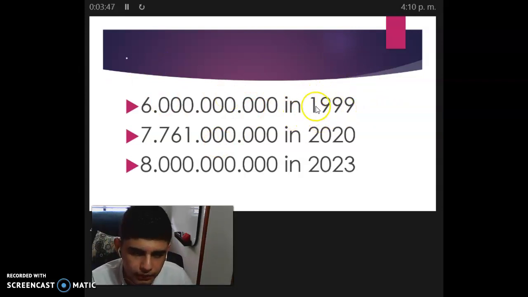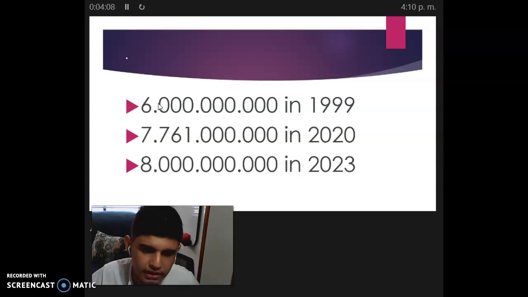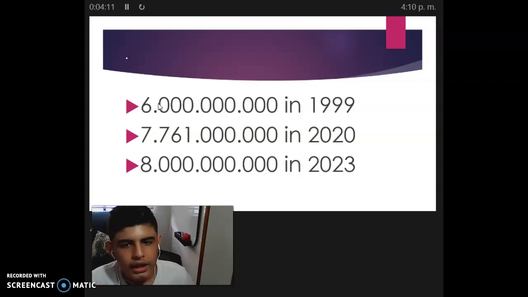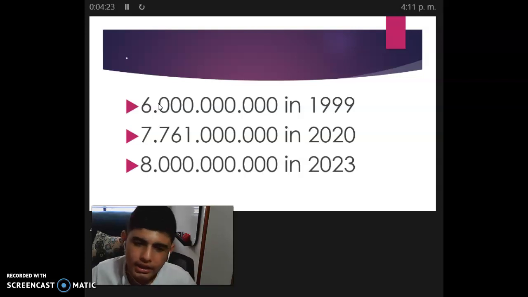This is an example: in 1999 the world had 6 billion inhabitants, and in 2020 the world had 7 billion and more. And in the future, in 2023, it is expected that there will be 8 billion inhabitants in the world.